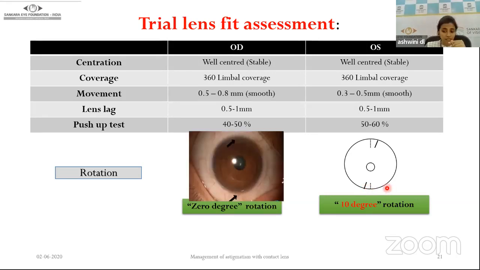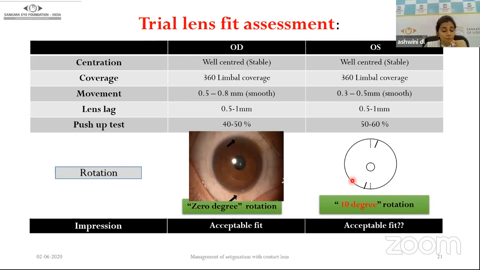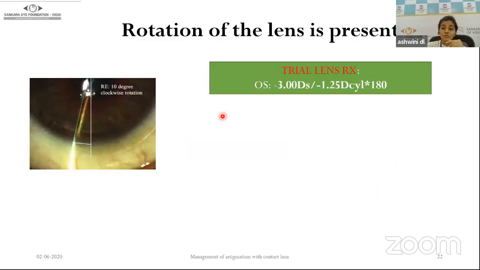This was a picture of the right eye. In the right eye, it was an acceptable fit. All the components were good and there was a 0-degree rotation. In the left eye, is it an acceptable fit? Yes, it is acceptable because all the other five components are acceptable and there is only a 10-degree rotation. So how can we deal with this 10-degree rotation, in case a rotation is present?